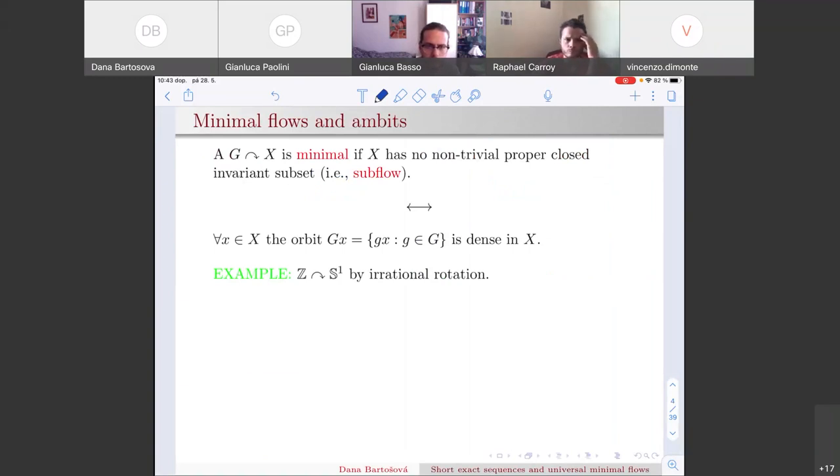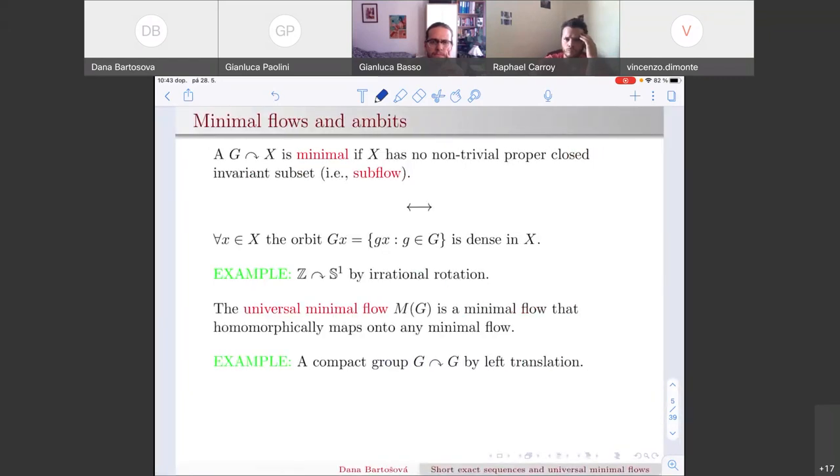And a notorious example is a rotation on the unit circle by an irrational angle. This has a lot of very nice properties, and one of them is that this is a minimal flow. And among the minimal flows, there is the most complicated one, which is called the universal minimal flow. And the universality is with respect to homomorphisms that go onto.